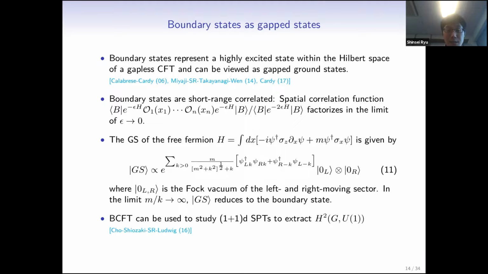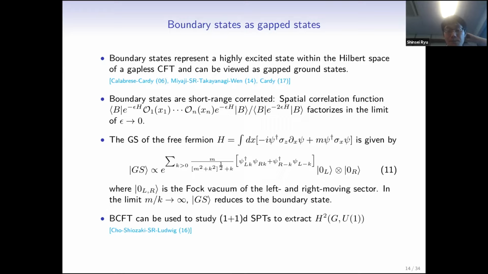Anyway, we use this insight to discuss the topological entanglement for a 2+1D topological liquid. There are other applications of this idea, namely boundary state as a gapped state. For example, in this paper, Cardy discussed the phase diagram of the 1+1D Ising model using this boundary state as an ansatz for the gapped ground state. We can also discuss 1+1D SPT phases, which are gapped and short-ranged, by using the method of boundary conformal field theory. But that's another subject.